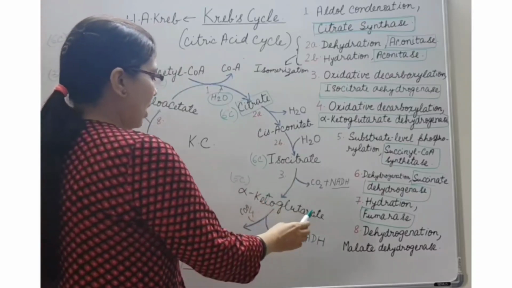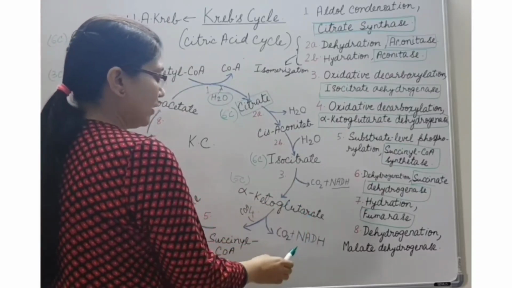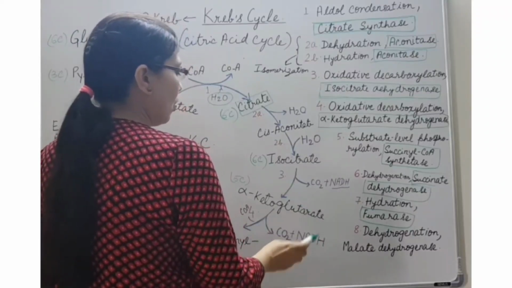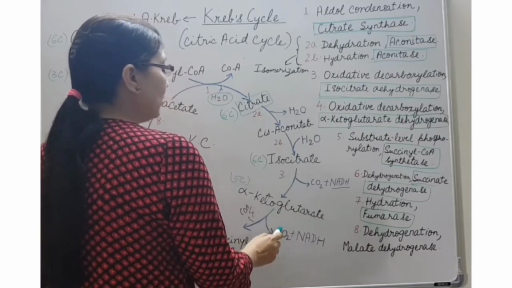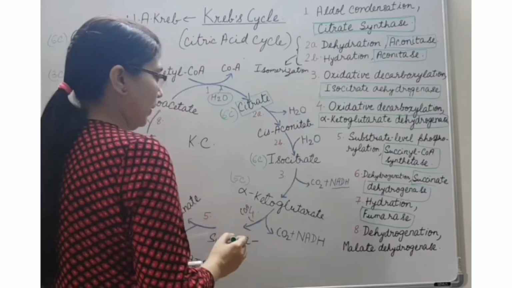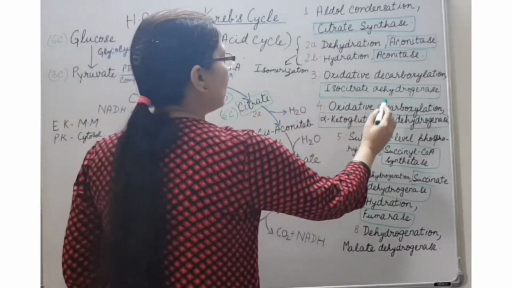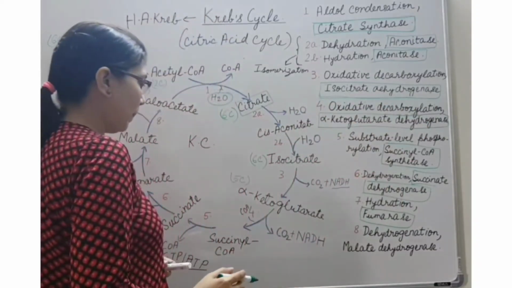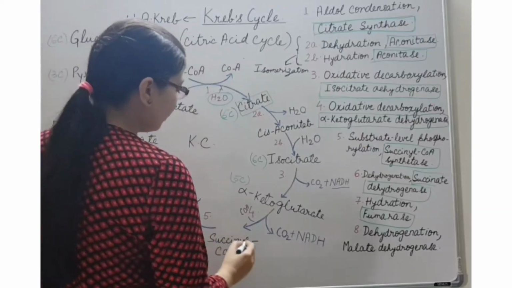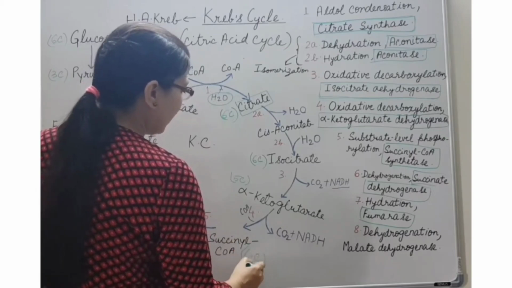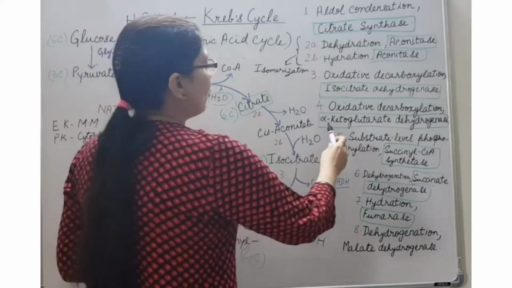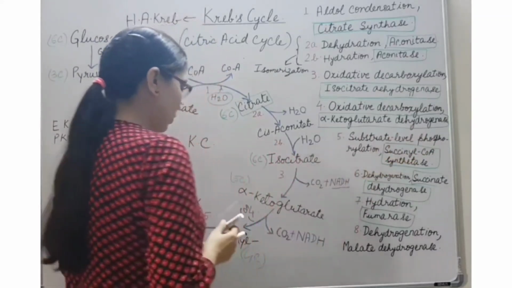Now in the next step, alpha ketoglutarate transfers one hydrogen atom to NAD plus and NAD plus is reduced to NADH. This is an oxidation step, followed by the release of a carbon atom in the form of carbon dioxide. It involves coenzyme A also. It is also an oxidative decarboxylation step and the product obtained is succinyl coenzyme A. This is a 4-carbon compound because here again one carbon atom is lost. The enzyme involved is alpha ketoglutarate dehydrogenase.